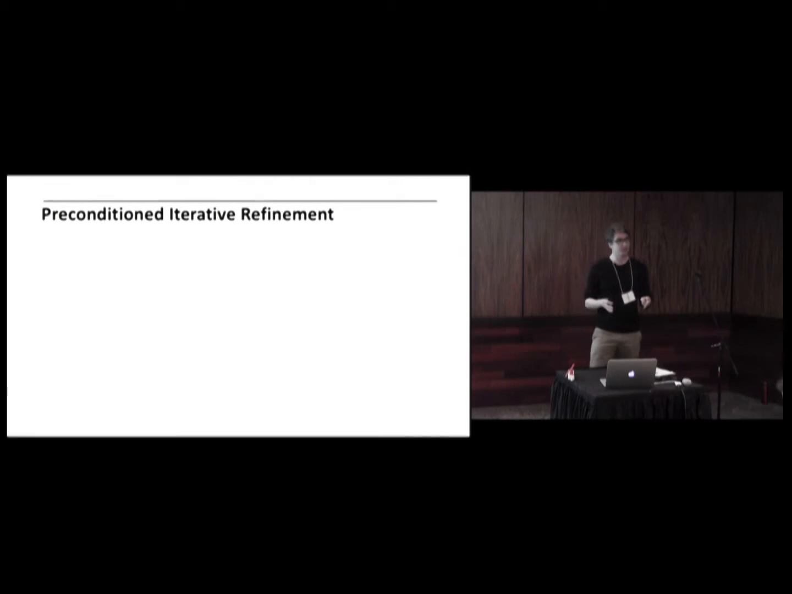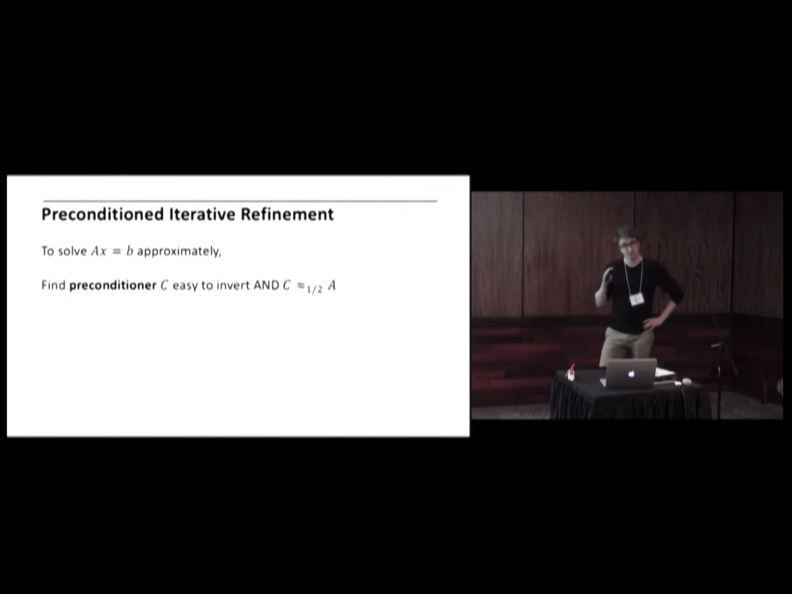Now there's a very nice connection between the first concept of approximately solving a linear system and the second of approximating a PSD matrix. You can see this through a very simple algorithm called preconditioned iterative refinement. This says if you want to solve Ax equals b approximately, you can do that by finding a preconditioner matrix C that should be easy to invert and be a good approximation of A in the sense we just saw. So a 1/2 approximation of A.